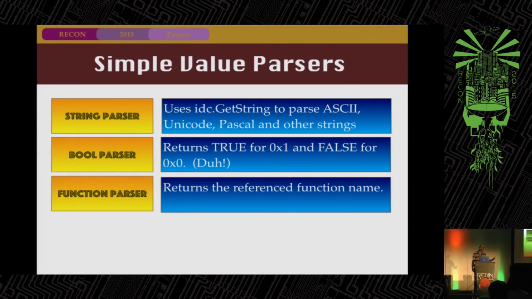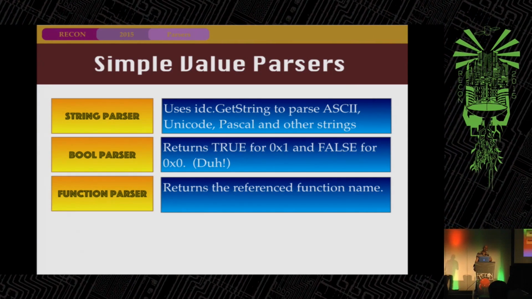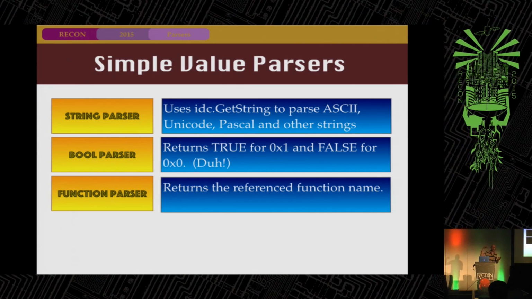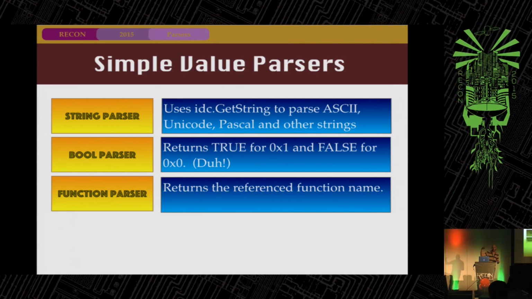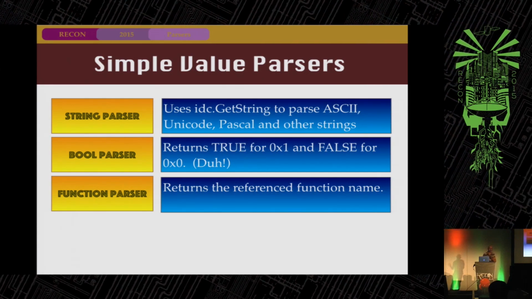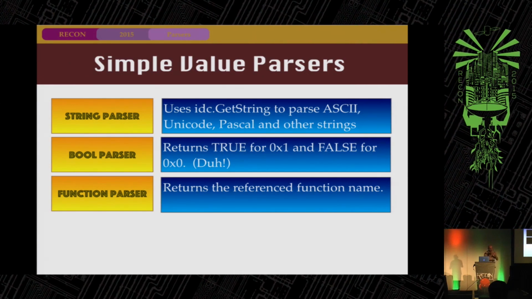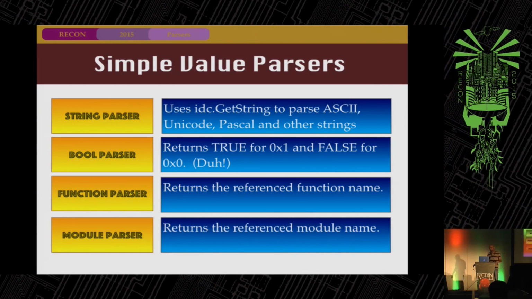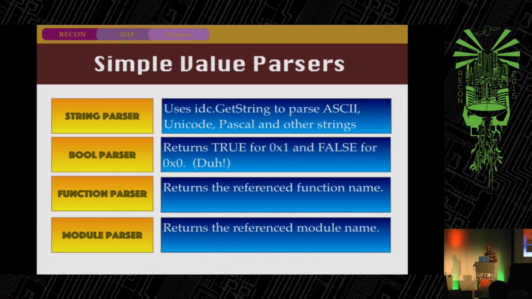Another thing is a function parser. So when we get a raw value, this parser actually checks if that raw value references the beginning of any function. And if it does, it will actually give you the function name. So when a function is being passed as an argument to another function, instead of seeing the raw value, we'll actually see the function name, which is really useful. And the other thing is a module parser, which just does the same thing, only with modules.